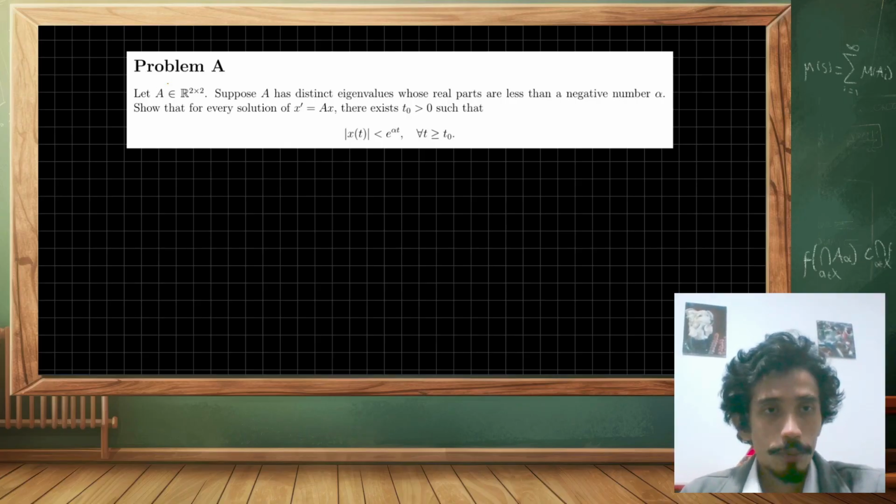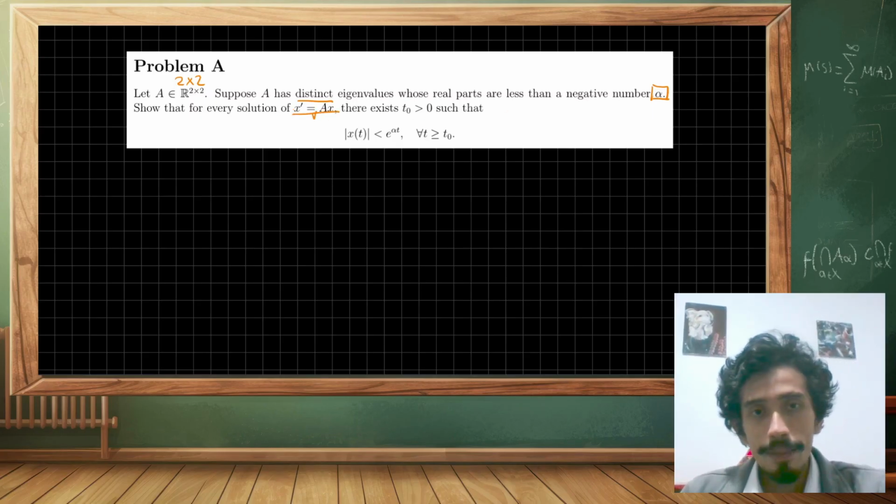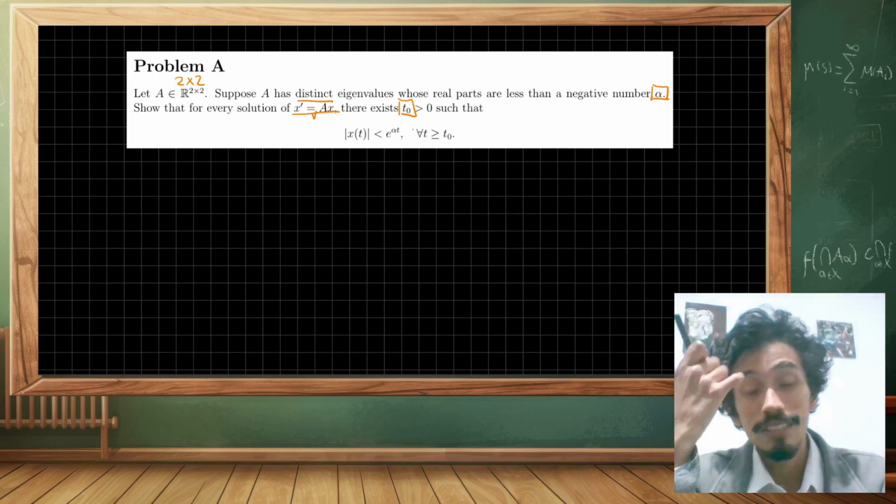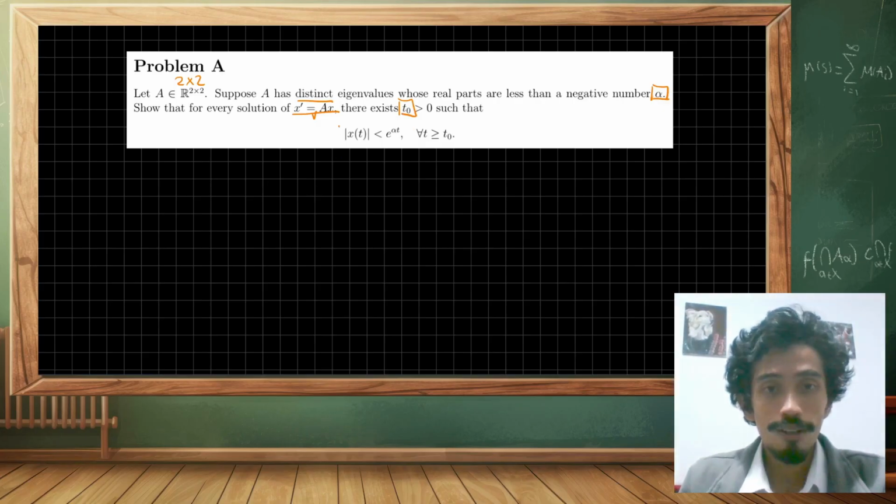The first proposition tells us that we have a matrix A with real coefficients, a 2 by 2 matrix. We need to suppose that this matrix has distinct eigenvalues whose real parts are less than a negative number alpha. This is important. And we need to show that for every solution of this differential equation, there exists a constant t naught which is greater than 0, such that the following holds.